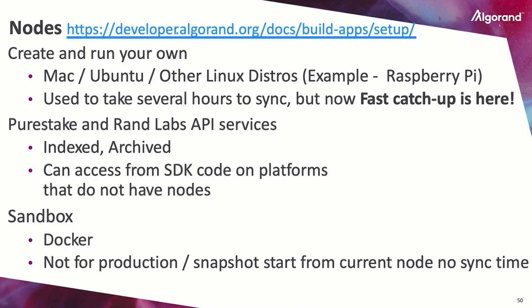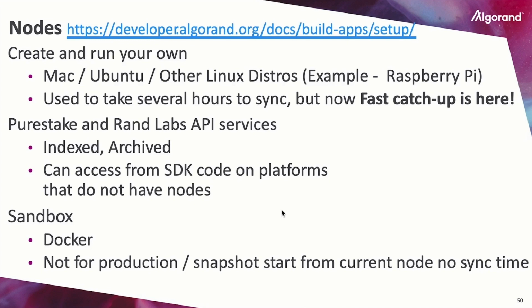But the moral of the story is, you can access these from the SDK code on platforms that do not have nodes. One of my tutorials was using Xamarin, and I built an iOS Android app solution. From that, you can access that code from those platforms. And I used examples in there for PureStake as well as the sandbox, which I'm going to talk about in a little bit as well. But that's a great example of maybe using PureStake or Rand Labs API service in a mobile app, because you don't maybe have access to a server on your phone. So that's a great way to do it.